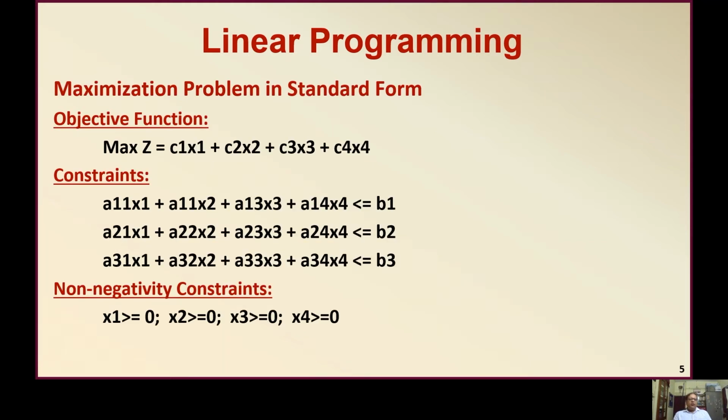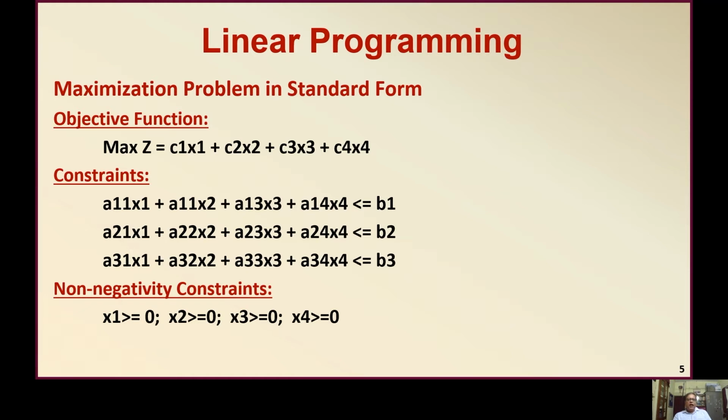Now, the linear programming problem in the maximization problem, particularly in the standard form, has these kinds of constraints. The objective function: maximize z equal to c1 x1 plus c2 x2 plus c3 x3 plus c4 x4, and constraints could be a11 x1, a12 x2, a13 x3, and so on, plus a14 x4 less than or equal to b1, then a21 x1, a22 x2, etc. Like these, as well as there are non-negativity constraints.